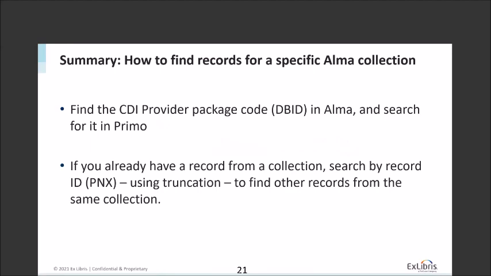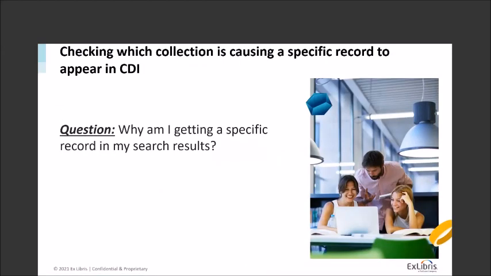So this is the summary for my first question. Let's go to the second question, and that is, I want to now check kind of the opposite of what I was looking for in the first question. In this case, I have a specific CDI record, and I want to know which collection I activated in Alma that's causing this specific record to appear in CDI. I wonder, why did this record show up? Why am I getting this particular record in my search results?